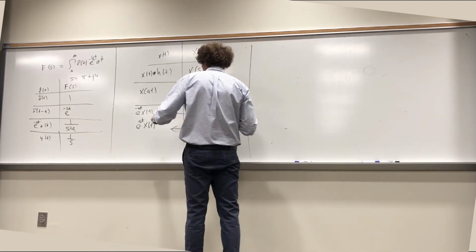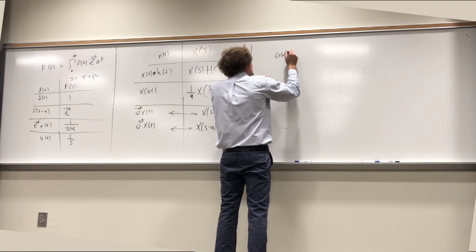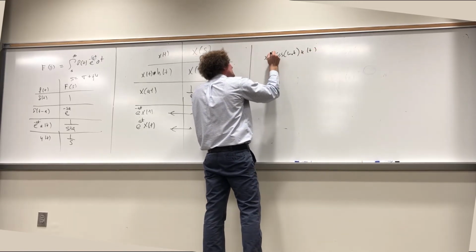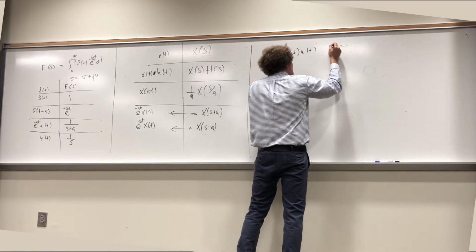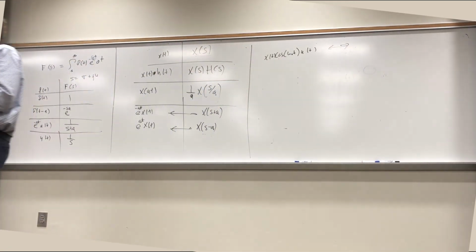I'm going to run out of time. If I look at cosine of omega naught t u of t, and I multiply it by x of t, and I want the transform of that. This is one of the most important transforms you're going to know in electrical engineering. This is called modulation. And it's what AM radio is based on.